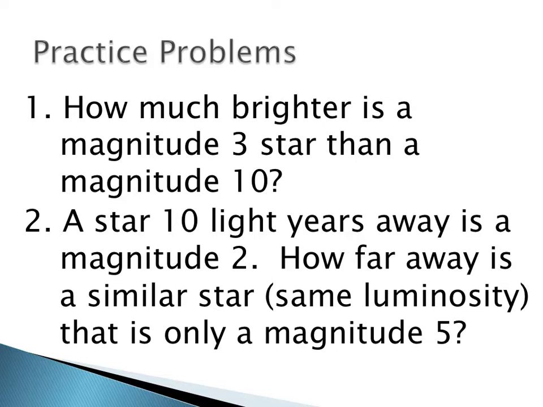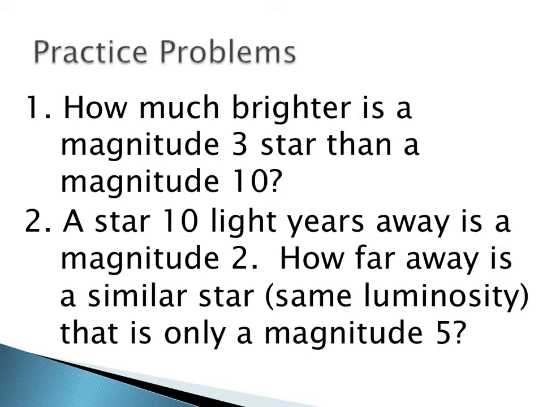Well, that's when we use the inverse square law. The magnitude 5 star apparently is only about 1/16 as bright. If it's only 1/16 as bright, that means it's 4 times farther away. Got it? And if it's 4 times farther, and the other star is 10 light years away, it must be 40 light years away. That's how you do that. It's a combination of the 2.5 to the x, the magnitude scale, and the inverse square law.